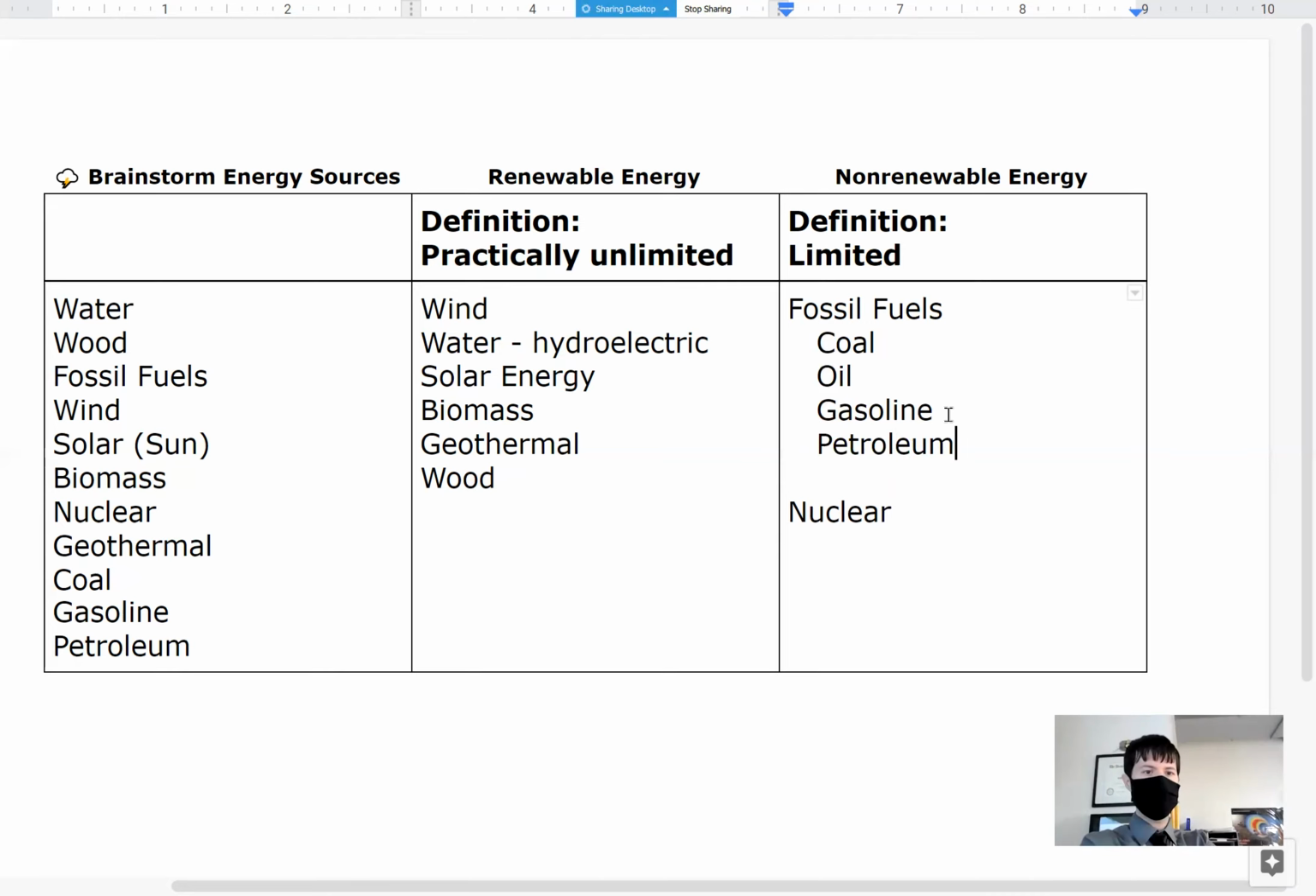Petroleum. Okay, yeah, I think that completes the list there. So yeah, that's renewable and non-renewable energy. Do you guys have questions over what those mean or questions over the examples? So if you're still working on that practice, that's fine.